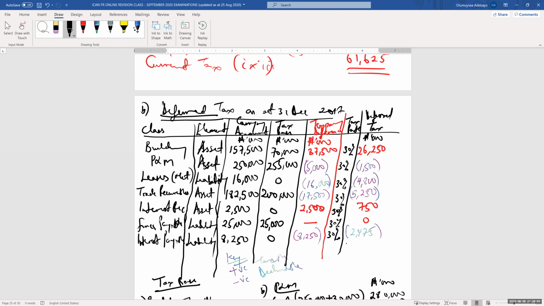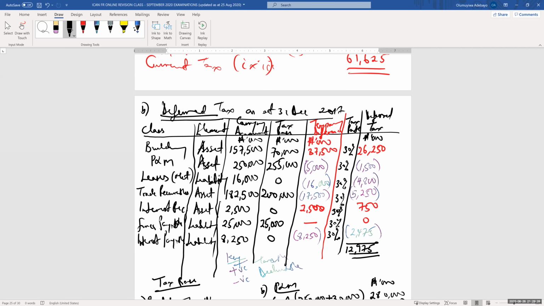Can we sum up everything? 26,250 minus 1,500 minus 4,800 minus 5,250 plus 750 plus 0 minus 2,475. That gives us what? 12,975. Is that correct? Okay. That gives us 12,975, yes.